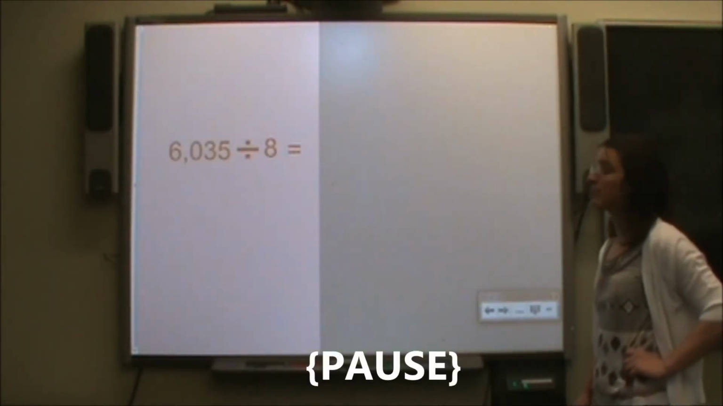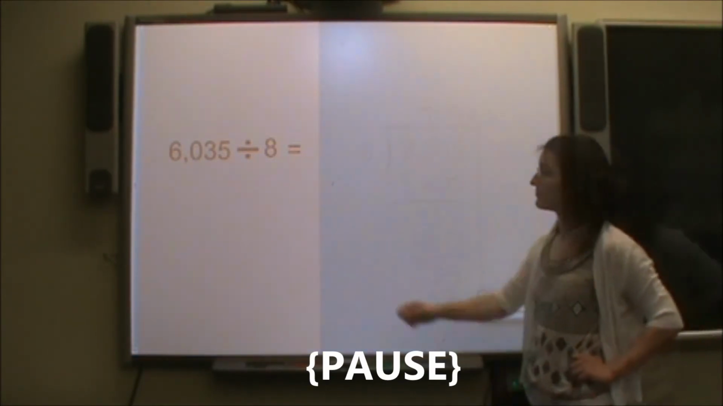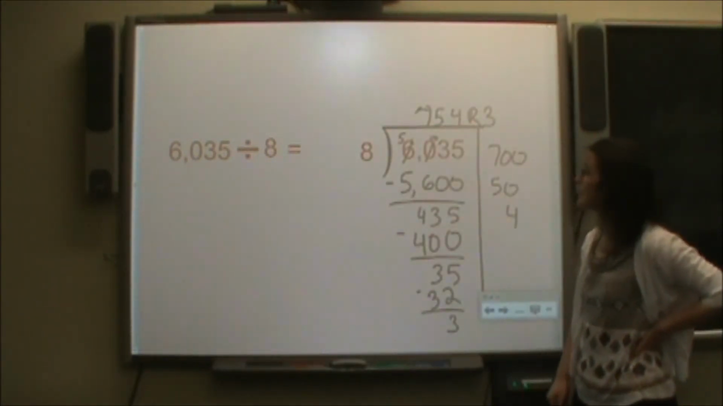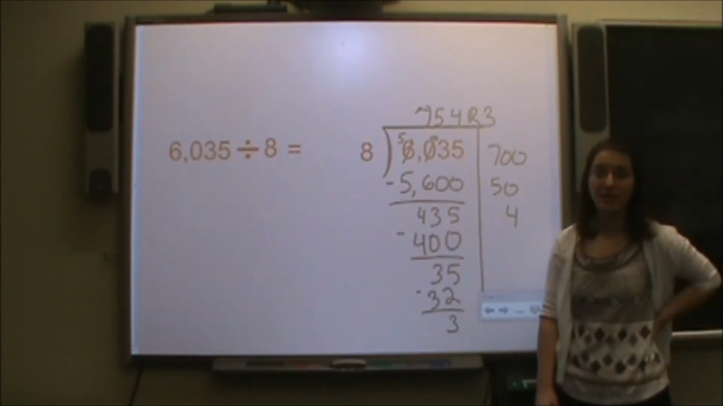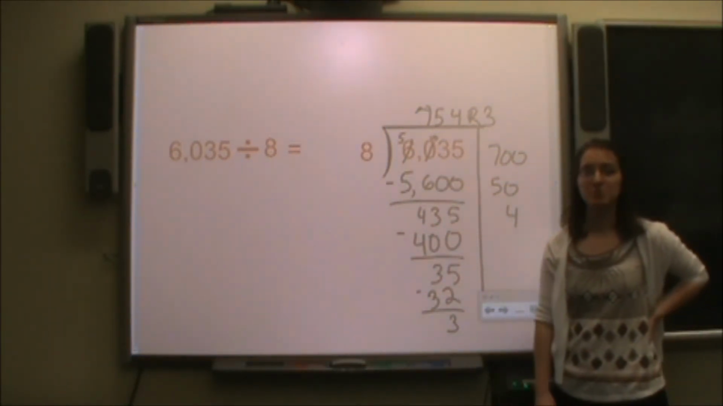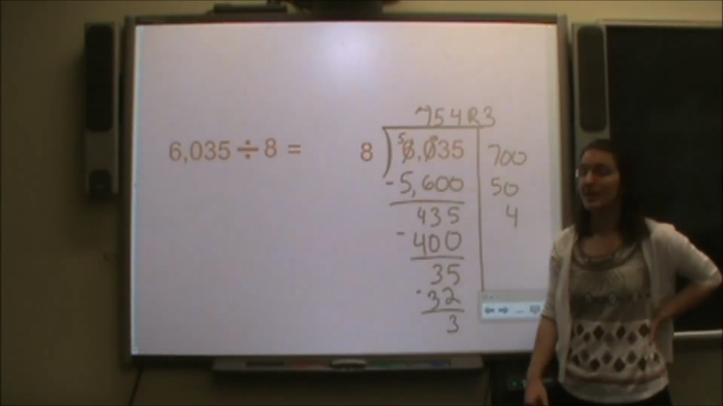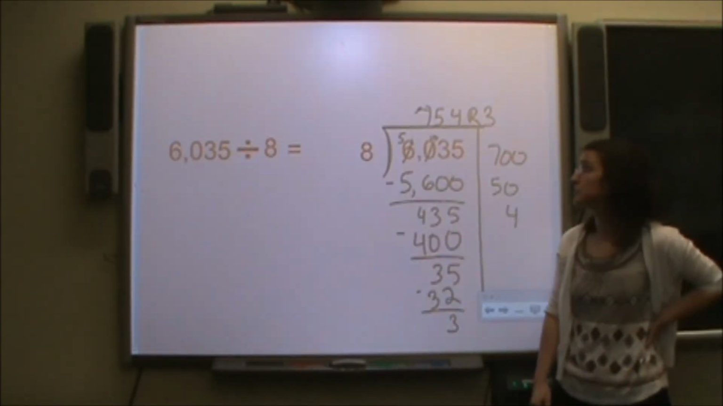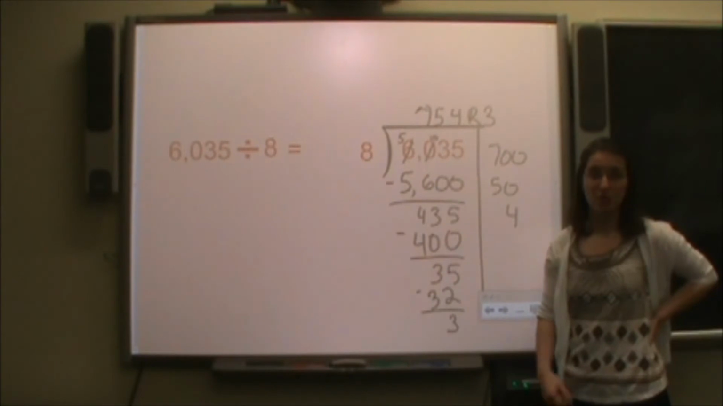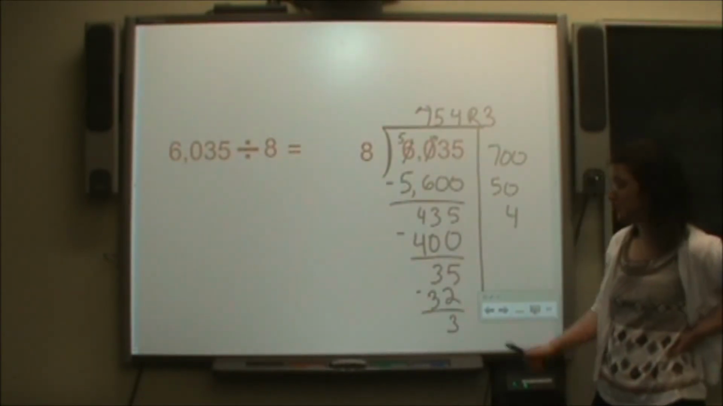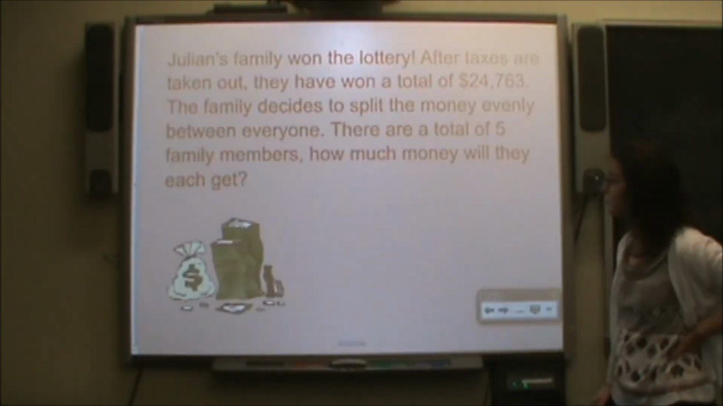And another practice problem. So pause the video and solve this one now. The answer to this problem is 754, remainder 3. The more familiar you are with your multiplication problems, the faster you're going to be able to come up with partial quotients that get you really close to your final answer. So I would really recommend practicing multiplication if you want to get better at this.